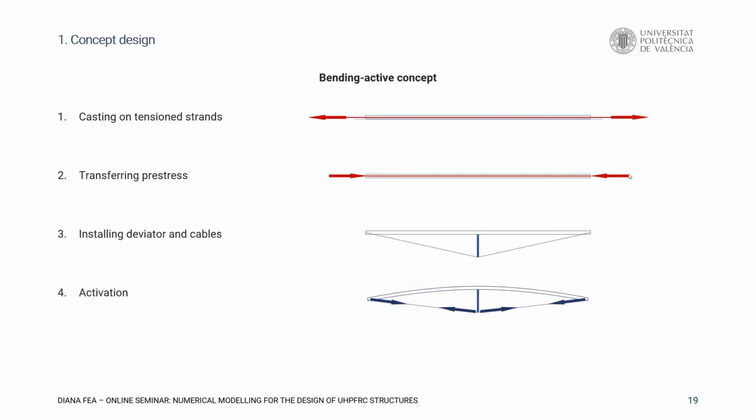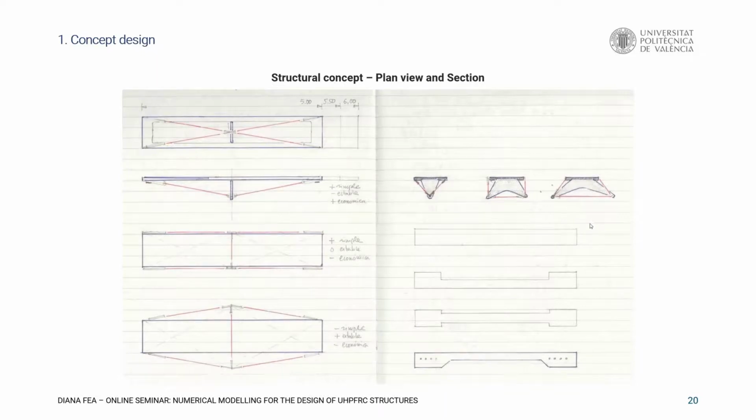We started with the concept. You see the bending active concept here. Let's cast the deck of the footbridge on the tension strands. Let's then transfer the pre-stress into the concrete. And once we have done this, we can, by means of a deviator, this vertical member, and cables, put some force into the structure and bend the deck and achieve a stiffer structure and very lightweight because it is made of a very, very slender UHPFRC concrete cross-section.